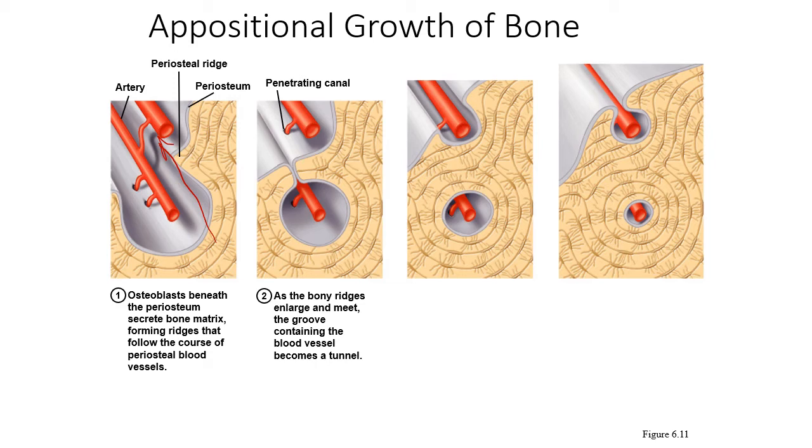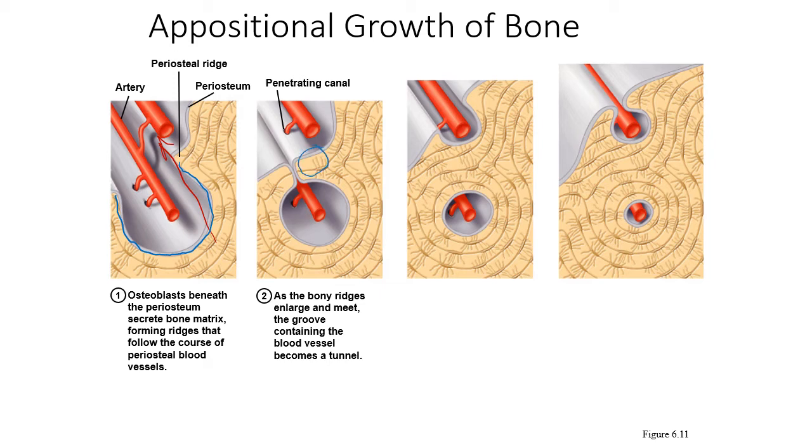And so all along this periosteum here, along the osteogenic layer, we have osteoblasts. Those osteoblasts are laying down new matrix. That matrix then solidifies and grows. And we eventually get the formation of little periosteal ridges here.